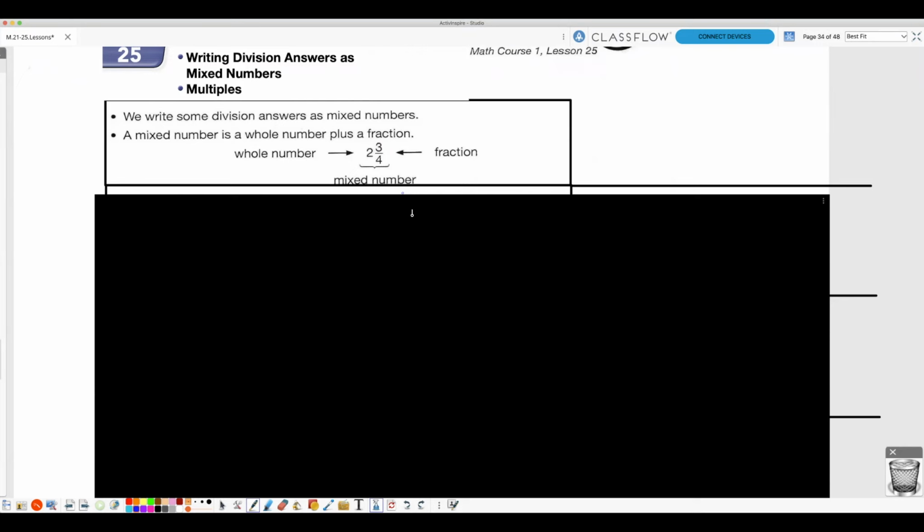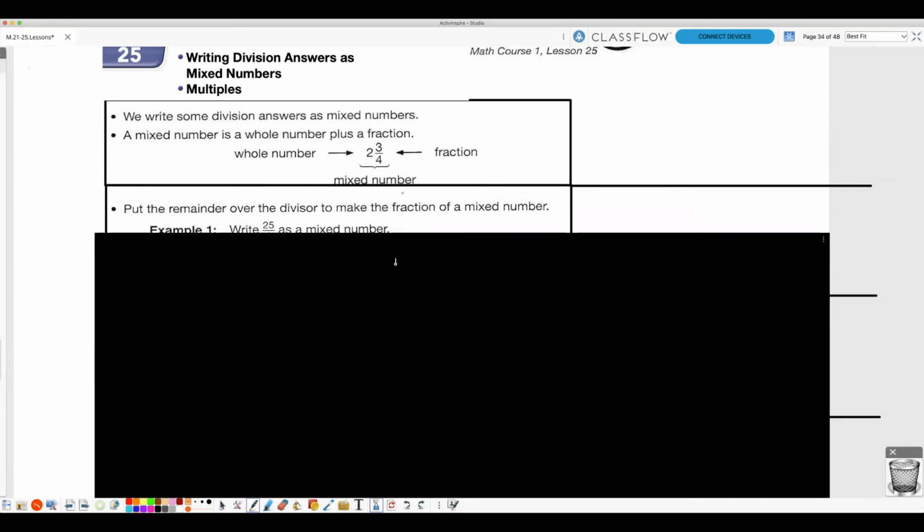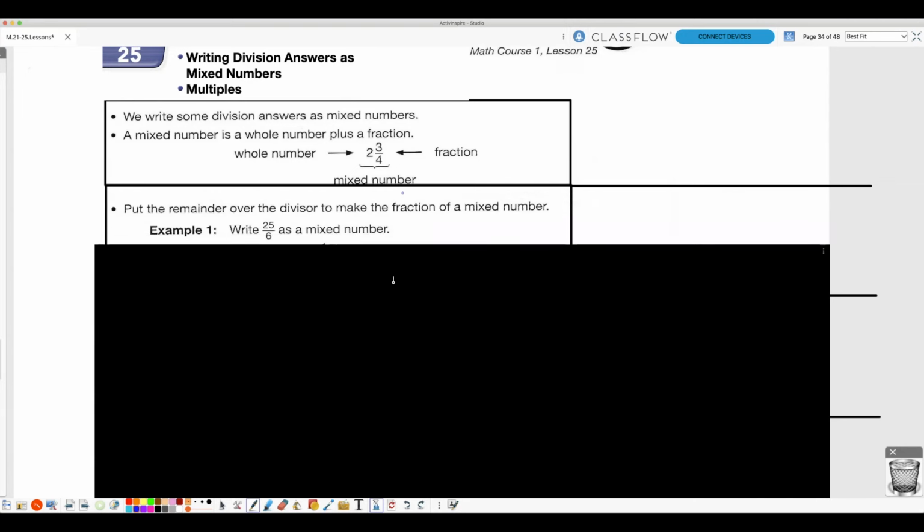We've been writing division answers with remainders in the past, and you sometimes need to continue to do that. However, not all questions involving division can appropriately be answered using remainders. Some word problems have answers that are mixed numbers. So sometimes you use the remainder over the divisor to make the fraction of a mixed number.